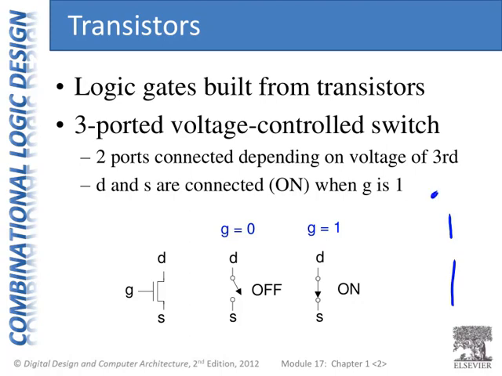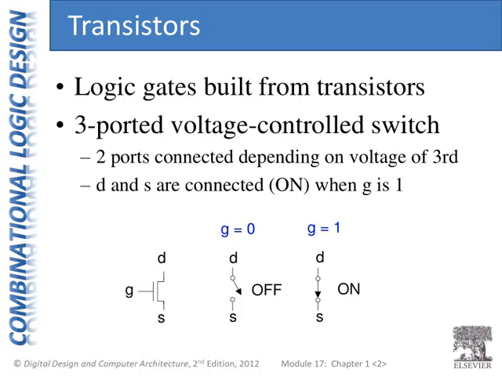and when G is equal to 0, so the voltage on the gate is 0, then the other two terminals are not connected. On the other hand, when G is equal to 1, well, now this switch closes, and we now get a connection between the other two terminals, which we call D and S. So these two terminals are called D and S. So again, the high-level view is that a transistor is a voltage-controlled switch.